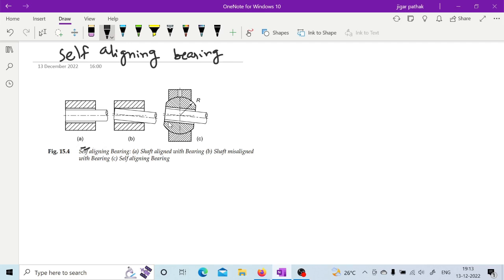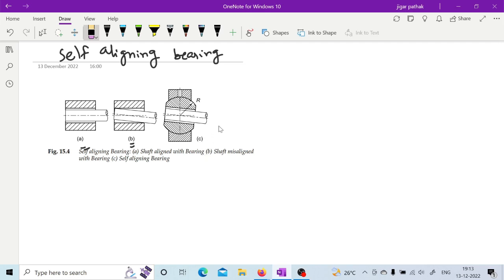But in some applications, the deflection of the shaft may take place, right? As shown in figure B, you can have this deflection. If you enlarge this, there will be some deflection alpha. When the shaft can be deflected through a particular angle, if this self-aligning bearing is not there, then there may be some wear of the bearing elements and all.